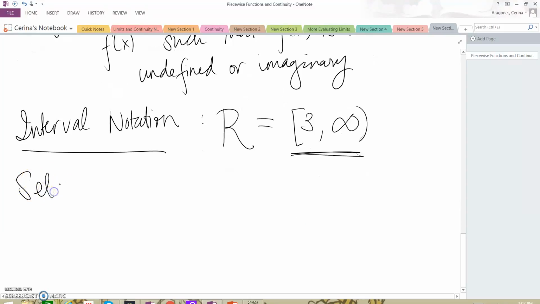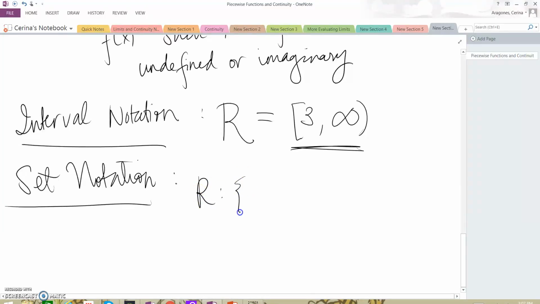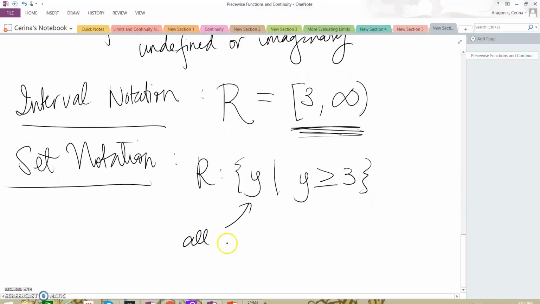And then set notation, similar to the set notation we saw earlier, is a big R. So my range is all the y's, right? My range are my outputs, meaning they're the y values. So my range is all the y's such that y is greater than or equal to 3. Okay? I'm using this domain right here. So again, this is all y values such that y is greater than or equal to 3. So you can either write in interval notation or set notation for your domain and range.